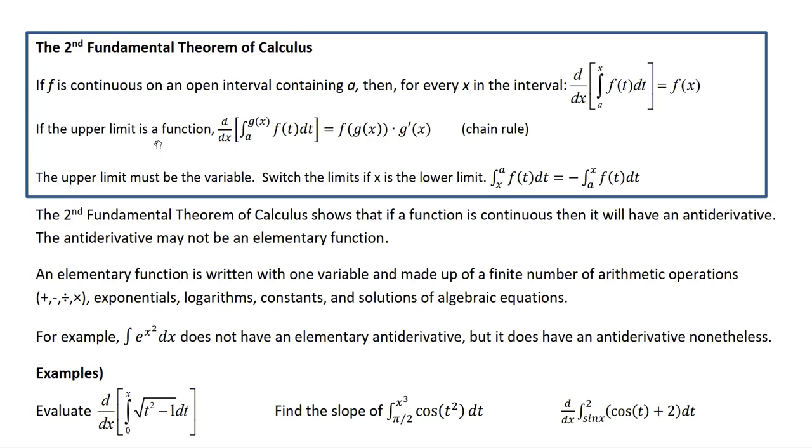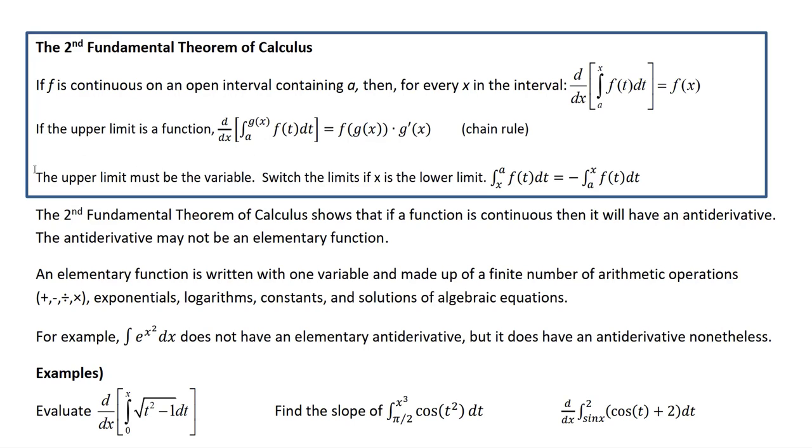So if the upper limit is a function, in this case it was x, so just some value. If I took the derivative of the function where the upper limit was a function g of x, then when I plug g of x into f, I have to multiply by that g prime. So that's the chain rule piece that some of you guys forget.